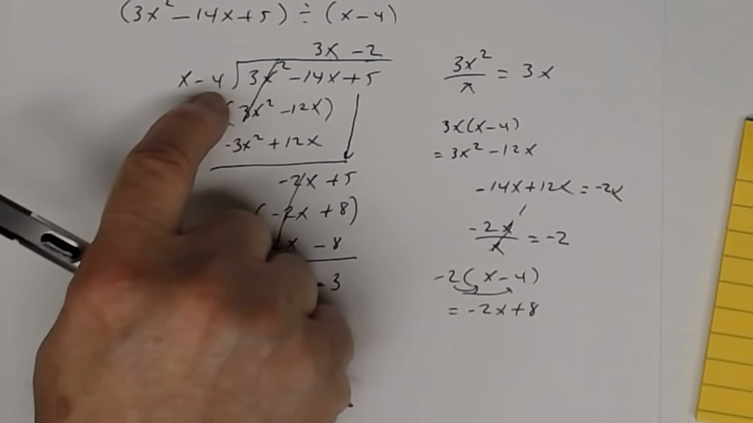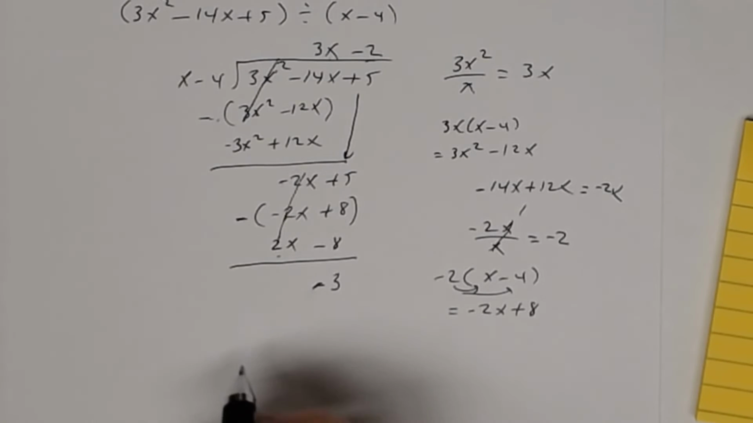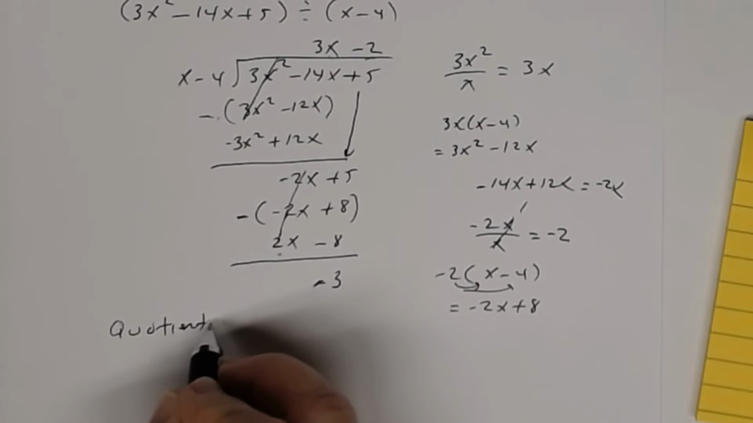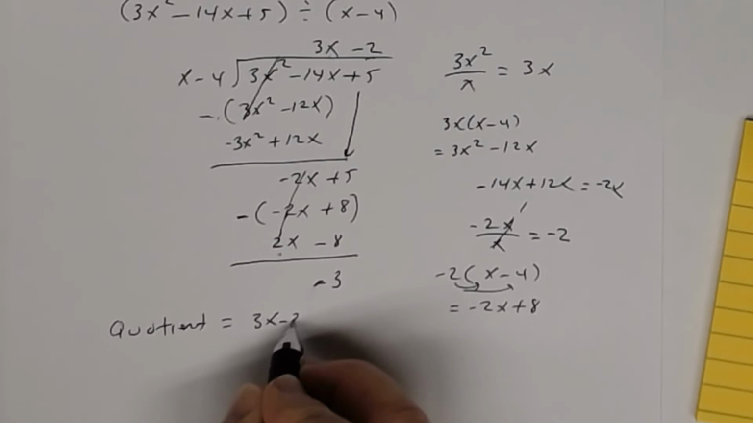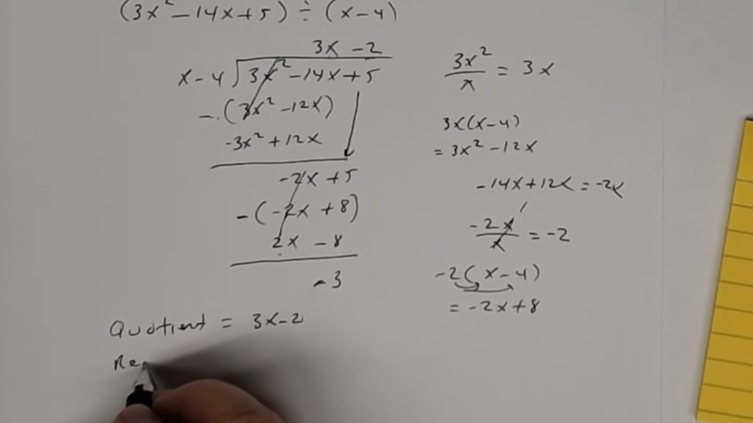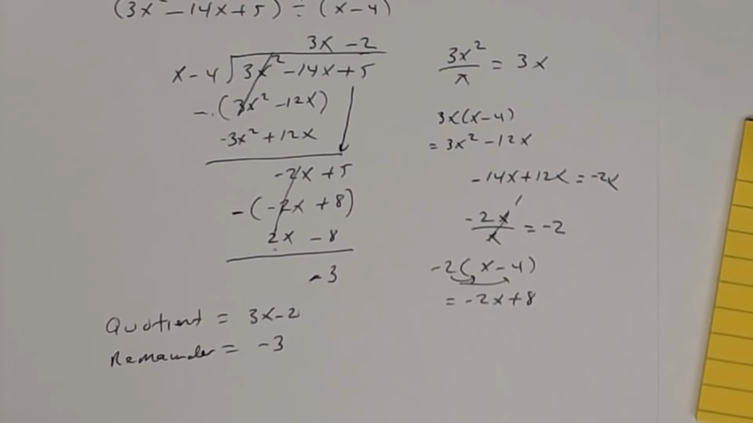The degree of your divisor is 1, x to the first. So you're done. So your quotient is 3x minus 2, this expression that's up here. And then your remainder is negative 3. And that's it.